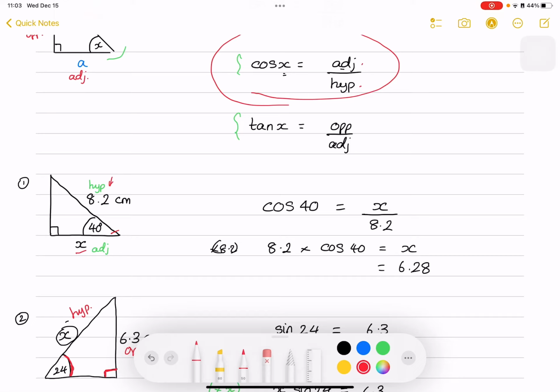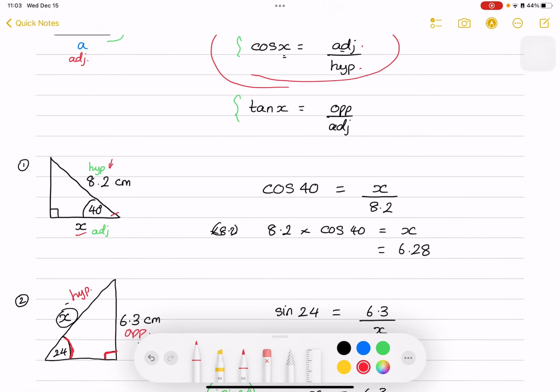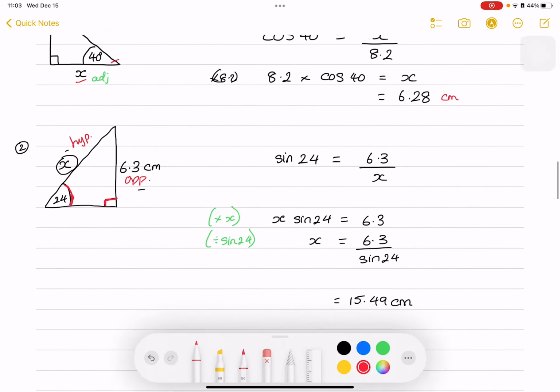All we need to do is multiply both sides by 8.2. We get 8.2 cos 40 is equal to x. We can simply put that in our calculator and we will get x to be 6.28 centimeters. Very simple. Let's try another one.